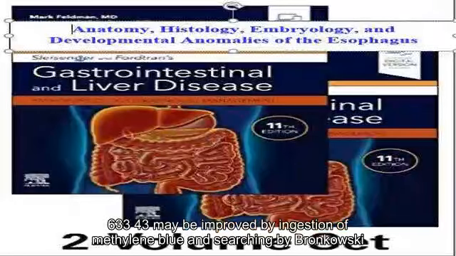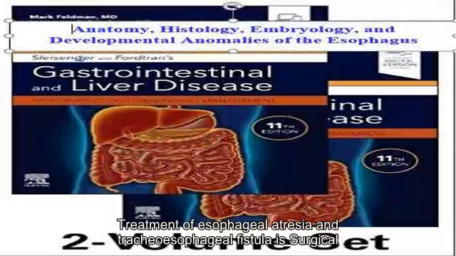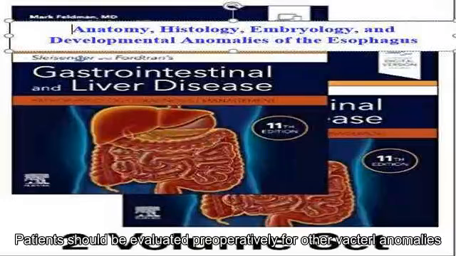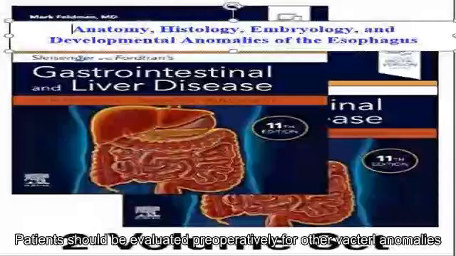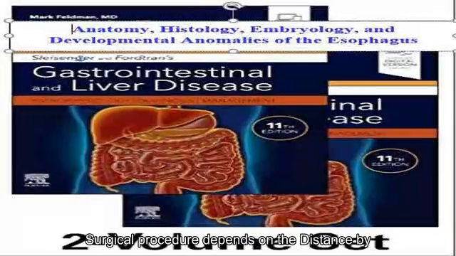Detection may be improved by ingestion of methylene blue and searching by bronchoscopy for the blue-stained fistula site. Treatment of esophageal atresia and tracheoesophageal fistulas is surgical. Patients should be evaluated preoperatively for other VACTERL anomalies, particularly for cardiac abnormalities. The choice of surgical procedure depends on the distance between the upper and lower esophageal segments.